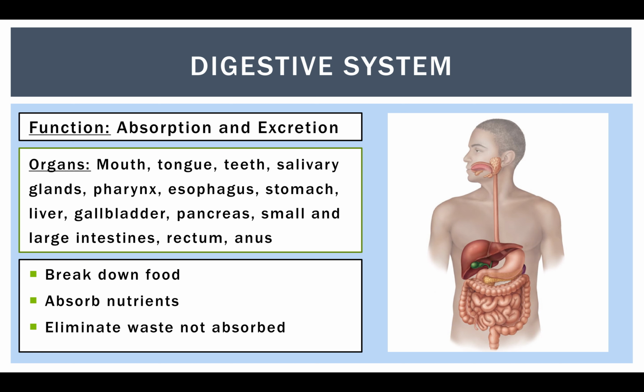You have your accessory organs that secrete enzymes into the canal in order to break down this food. The digestive system breaks down your food both physically and chemically. It absorbs nutrients to be used by your body, and it eliminates the waste from what's not absorbed.